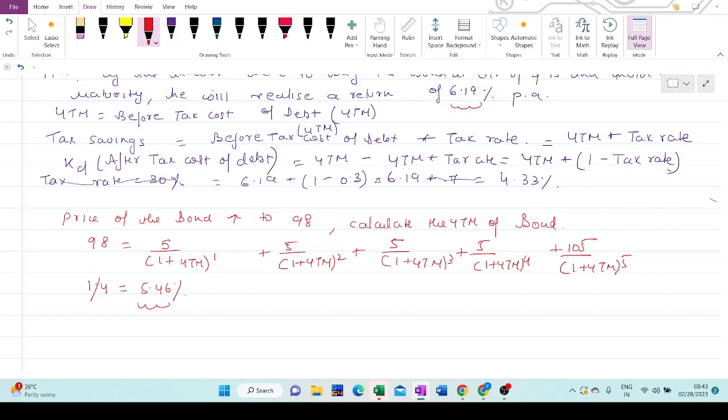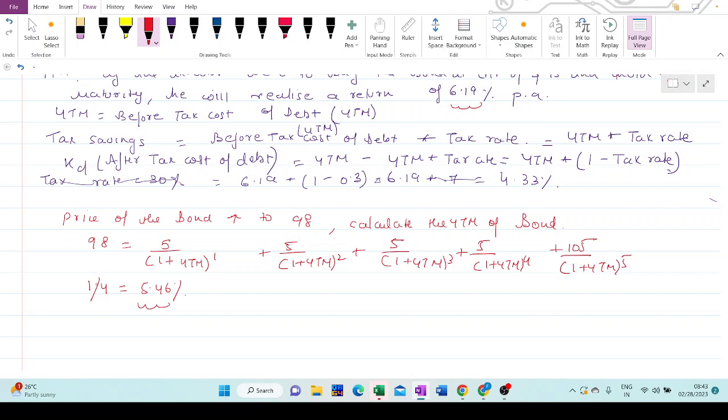Why? Because the company's debt has become less risky. And the basic intuition is, guys, the general idea is that the riskier the investment, the higher the return demanded by the investor, and the lower the risk, the lower the return demanded by the investor. Since the company's debt has become less risky, investors are now happy with a lower return of 5.46%, right?